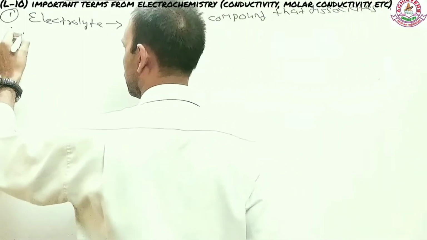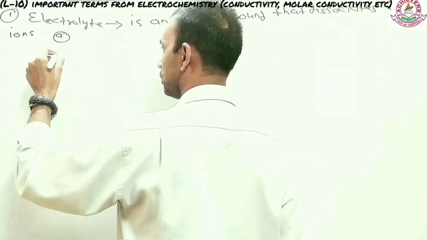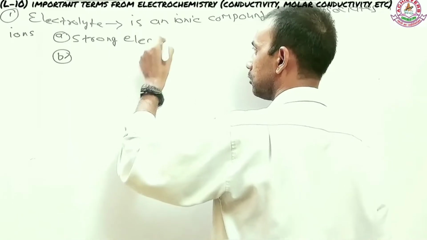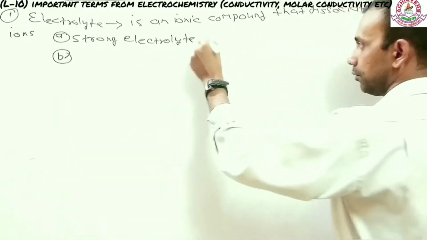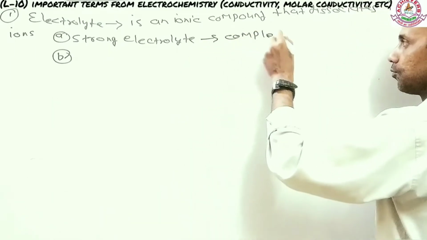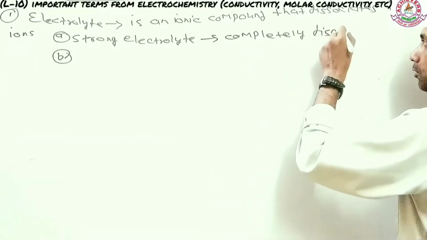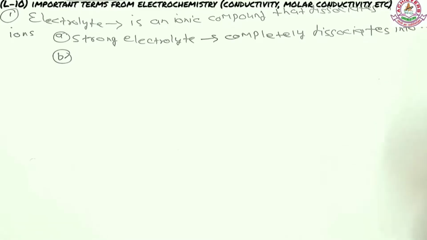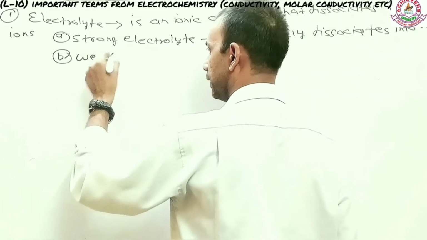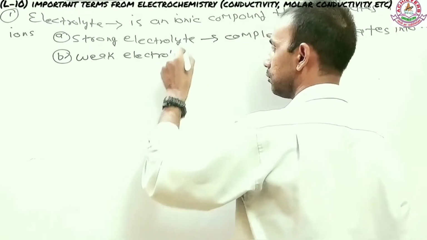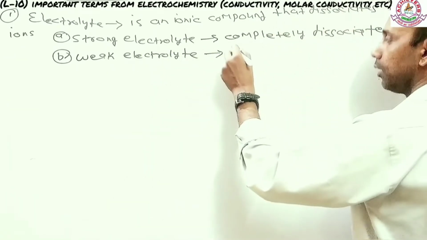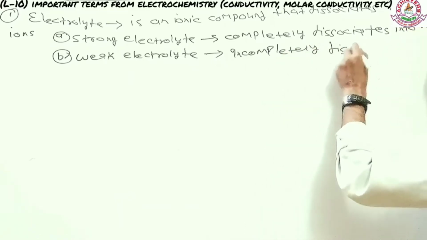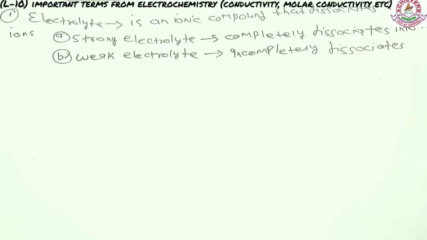Ions. It has mainly two types, called strong and weak. So let me write it first and then I will explain. Strong electrolyte: completely dissociates into ions, while the other one is called weak electrolyte, and this one incompletely dissociates into ions.